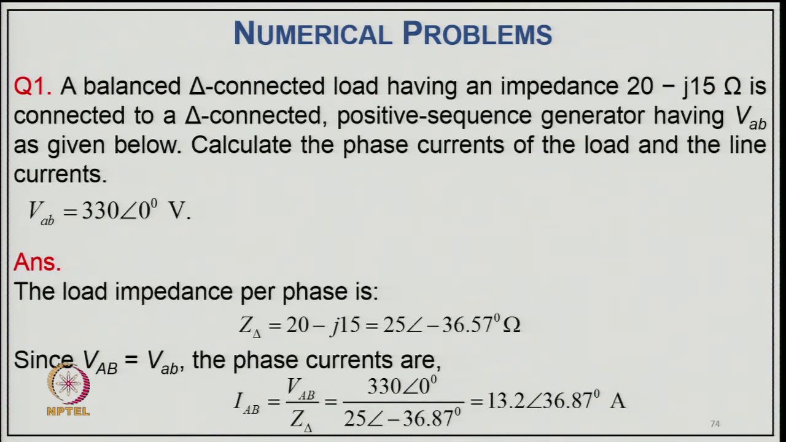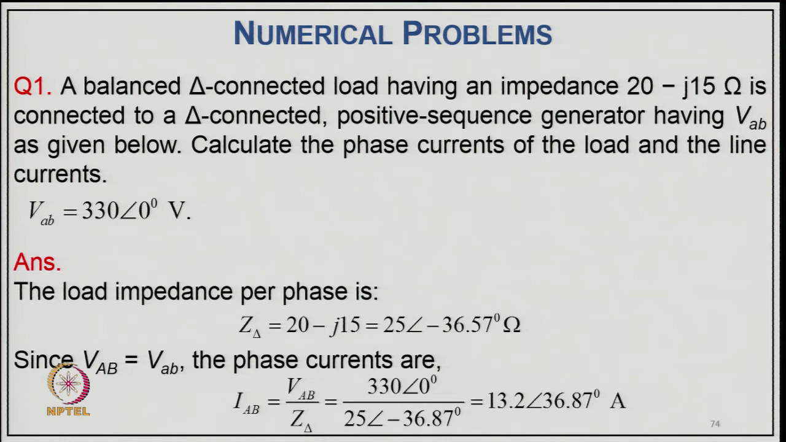Now, with an example here: a balanced delta connected load having impedance of 20 minus j15 ohm is connected to a delta connected positive sequence generator having Vab as given here. Calculate the phase current of the load and the line current. So, Vab is given as 330 at the angle of 0 volt. The load impedance is given, Z delta equal to 20 minus j15, that is 25 in polar coordinates, 25 at the angle of minus 36.87 ohm, and Vab equal to load line voltage equal to source line voltage.